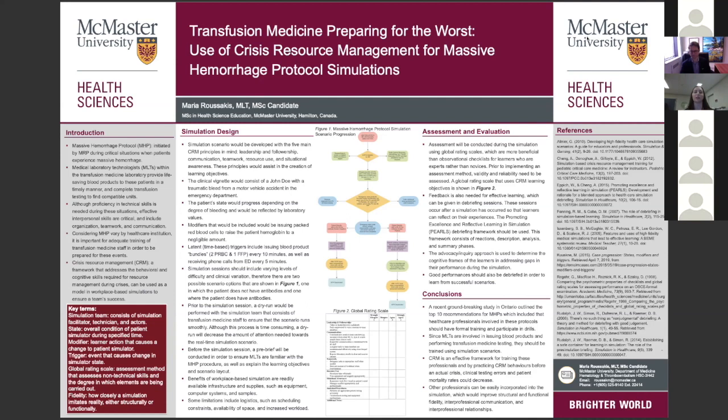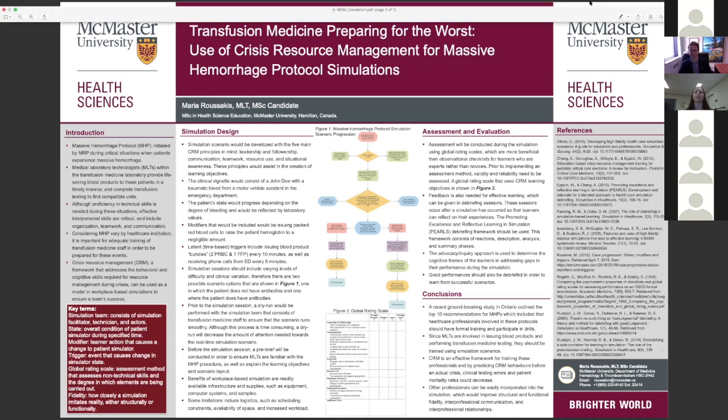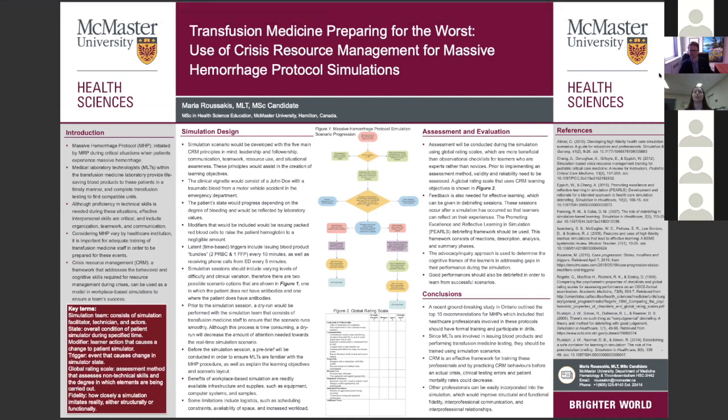Since medical laboratory technologists are involved in issuing blood products and performing transfusion testing, they should be trained using simulations for these crises. Crisis resource management is an effective framework for training these professionals. And by practicing these behaviors, clinical testing errors and patient mortality could significantly decrease. Other professionals could easily be incorporated into the simulation, and this would further increase fidelity, interprofessional communication, and interpersonal relationships.